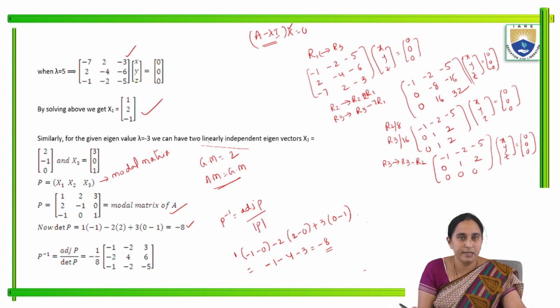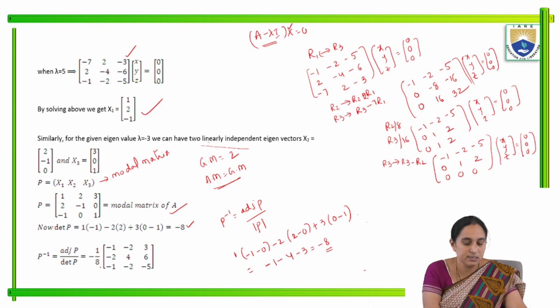Adjoint P by det P. From that we get directly the determinant of P as 8, so the denominator value is equal to 8. And what about the adjoint of P? We have to find each and every element's minor, then write it as the adjoint of P in matrix form.